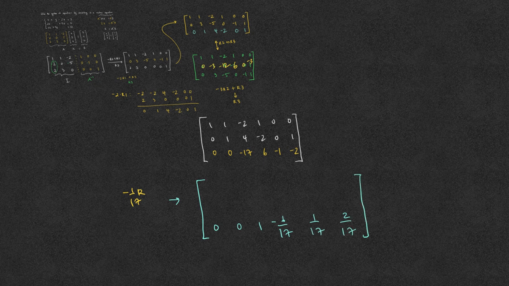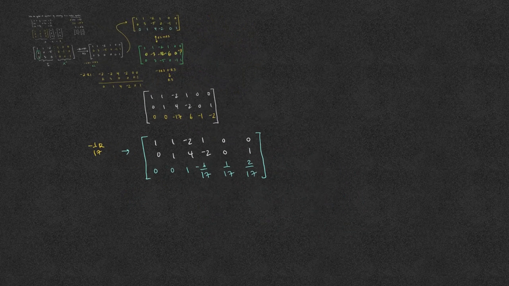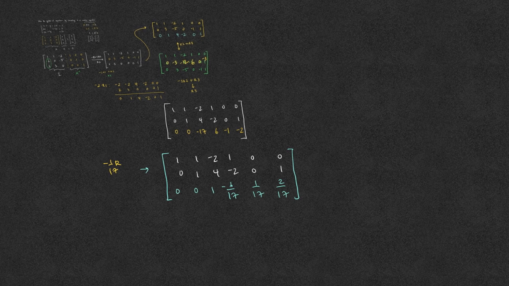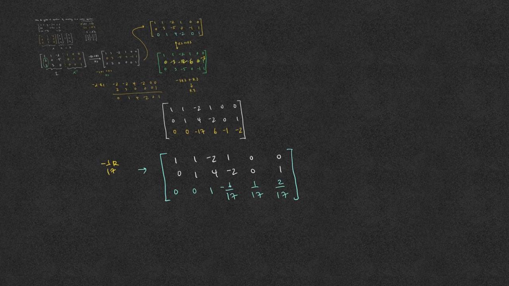Again, taking the third row and dividing by negative 17. We then keep the first row and the second row. This is now in row echelon form for the first half of this matrix. We still need to turn this into a reduced row echelon form by turning this 4 into a 0.